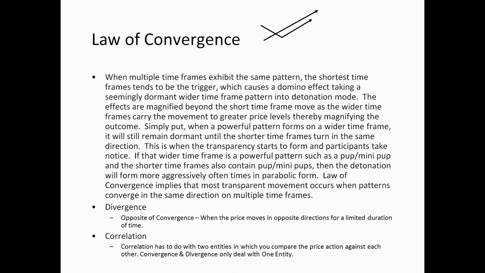Okay? This is when the transparency starts to form and participants take notice. If that wider time frame is a powerful pattern, such as a pup, mini pup, which you guys don't know, you don't need to know, you could use your own setups, okay? Then aggressively will form oftentimes in a parabolic form. Laws of convergence implies that the most transparent movement occurs when patterns converge in the same direction on multiple time frames. Okay, any questions on that little paragraph right there?